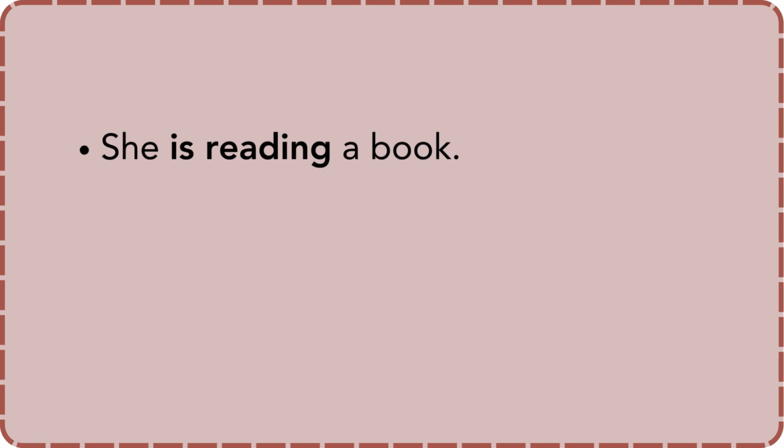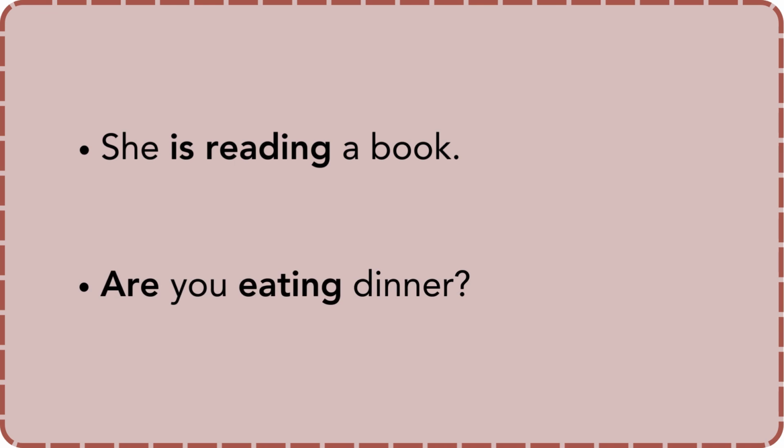She is reading a book. In this sentence, is reading is the present continuous tense, indicating an action that is happening at the current moment. Another example, are you eating dinner? Here, are eating is the present continuous tense used in a question form to ask about an action happening at the present moment. In each of these examples, the present continuous tense is used to convey that the action or situation is temporary or ongoing around the present moment. It helps to emphasize the current relevance or immediacy of the action or situation.